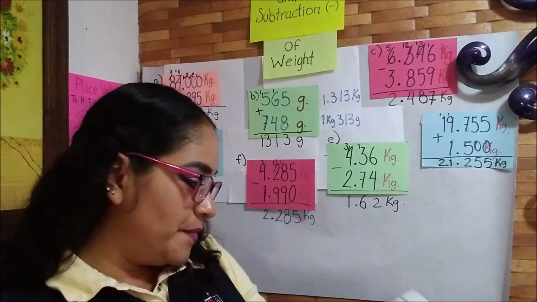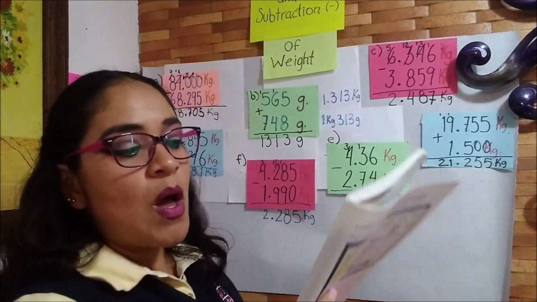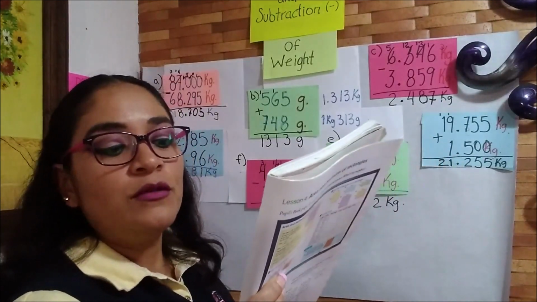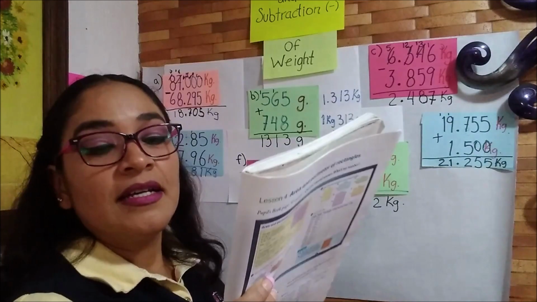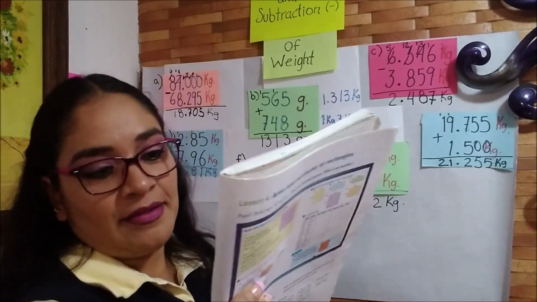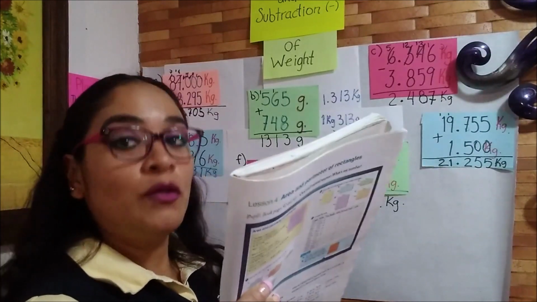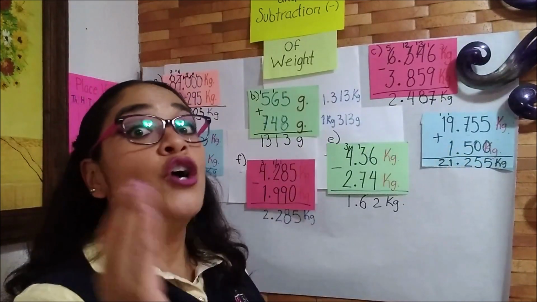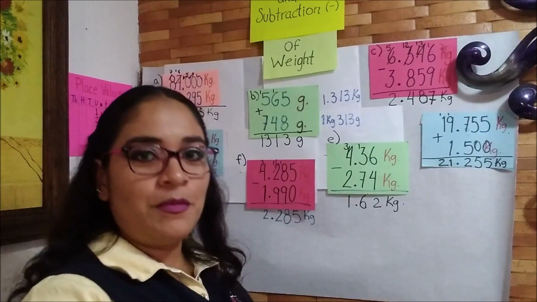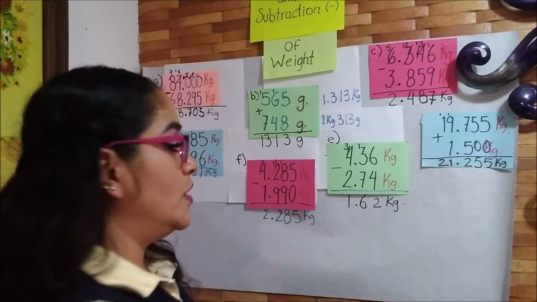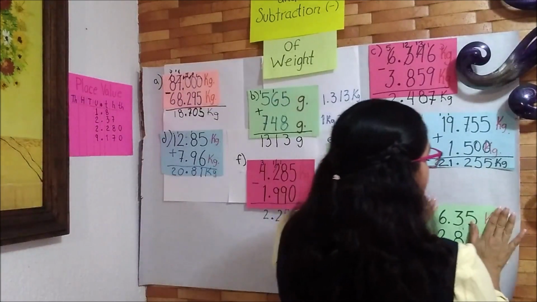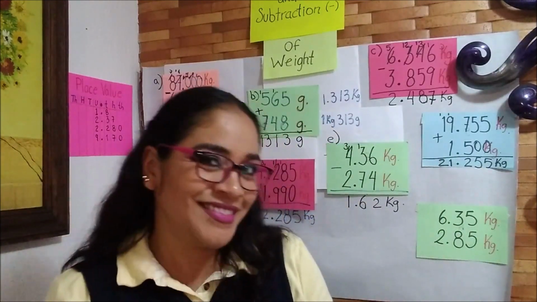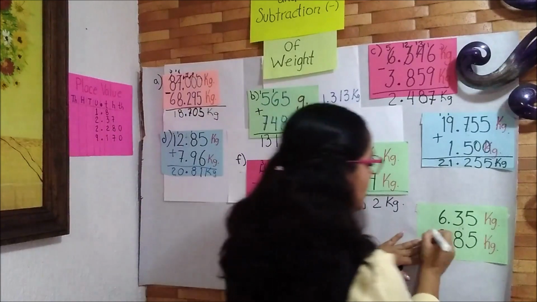Well, and finally, we have problem 8. Read with me. And it says, 6.35 kilograms of sand is mixed with 2.85 kilograms of cement, ready to make some concrete. What is the total weight of this mixture? Total. They're pouring something and they add something. They need to know the total. So what do we have to do here? We need to add.